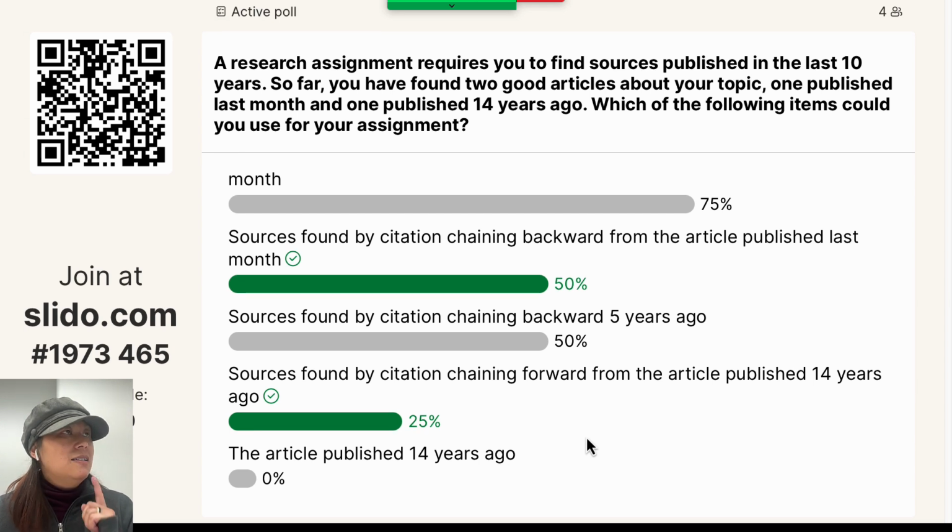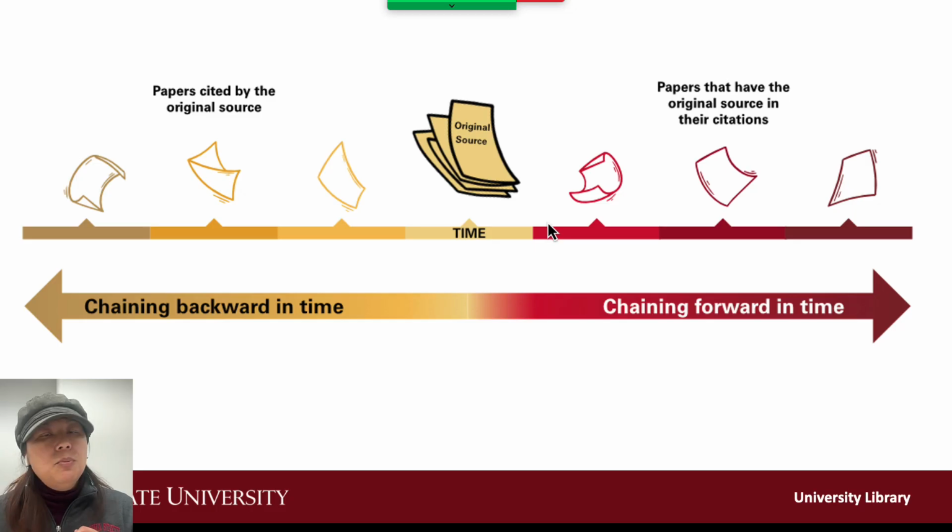Good job. Okay, so why is this? Remember 3.2, or is it 3.1a? Citation chaining. Here's your original source.